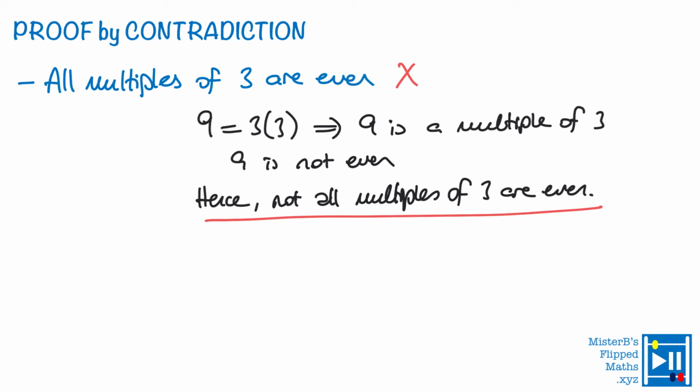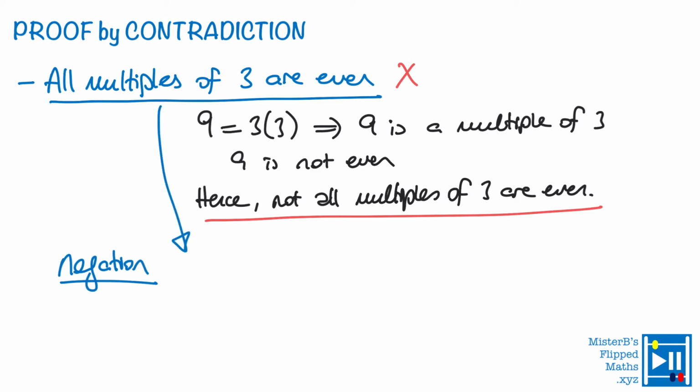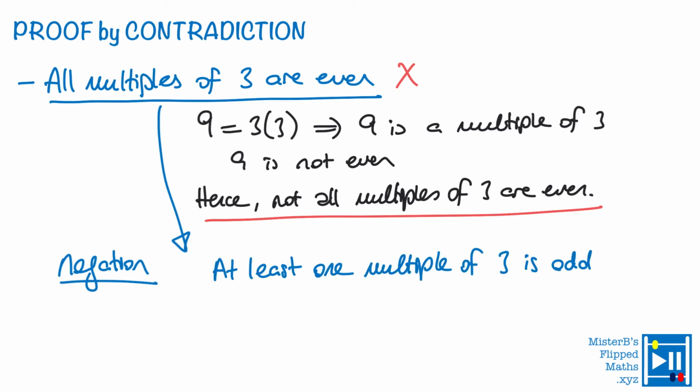This also brings us to the term negation. Negation means when you have a mathematical statement, you can write the opposite of it. For example, all multiples of 3 are even. The negation of this statement is not all multiples of 3 are even. So, in other words, we can write at least one multiple of 3 is odd.